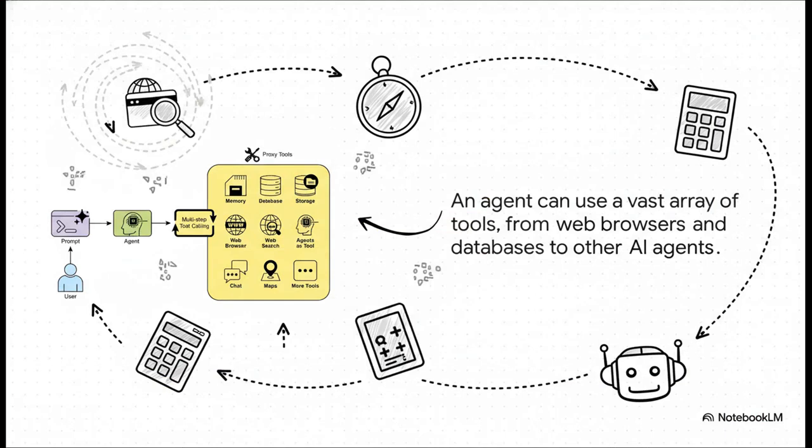And seriously, the potential here is massive. A tool doesn't just have to be one little function. It could be a web browser to do live searches, it could be a map service, a calculator. Heck, it could even be another specialized AI agent. This is the leap from a simple text generator to a true digital assistant.